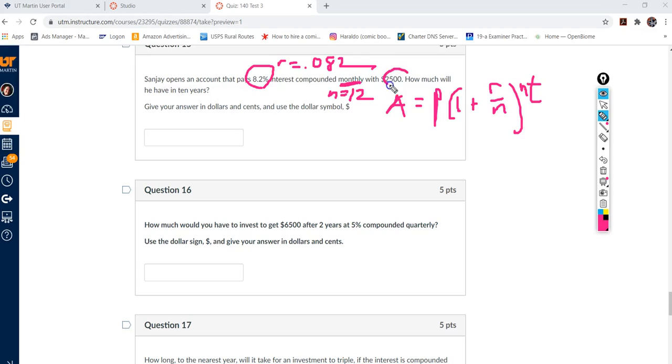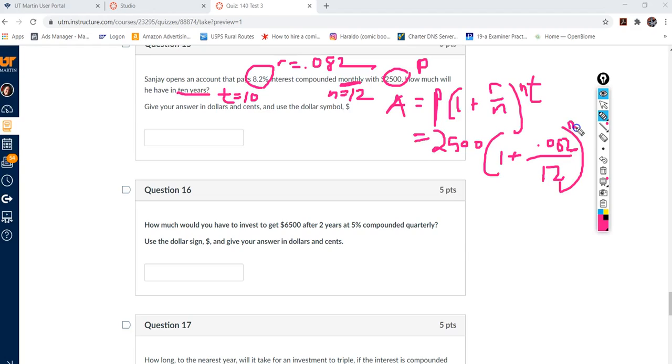And this is my starting amount. And how much will we have in 10 years? So that tells me T is equal to 10. So I'm supposed to figure out what A is. So A will be P times 1 plus 0.082 all over 12 to the power of 12 times 10. And 12 times 10 is 120.